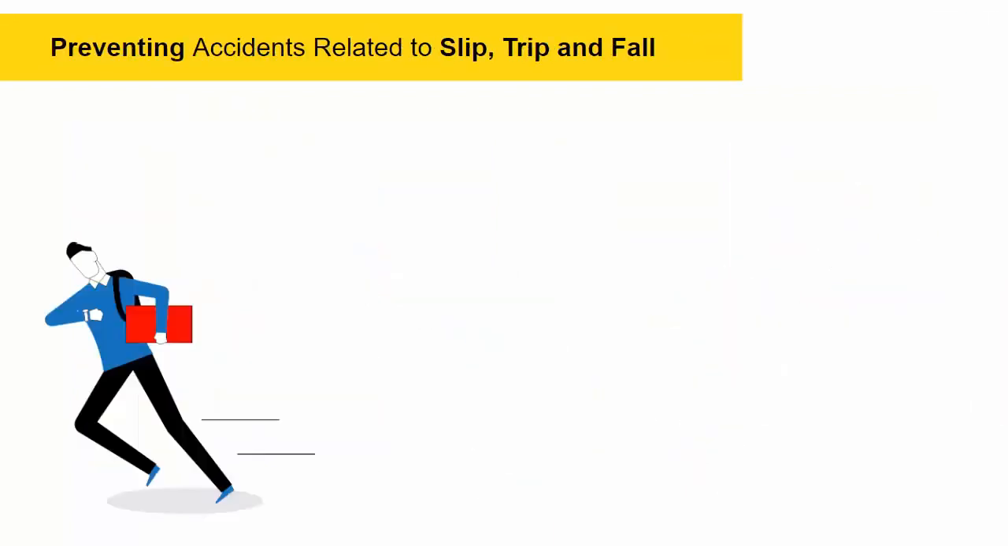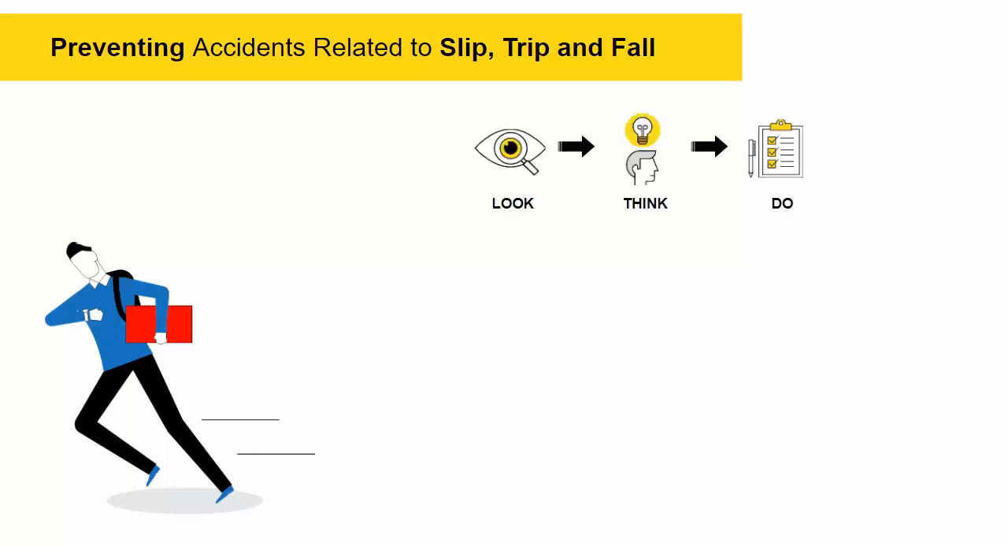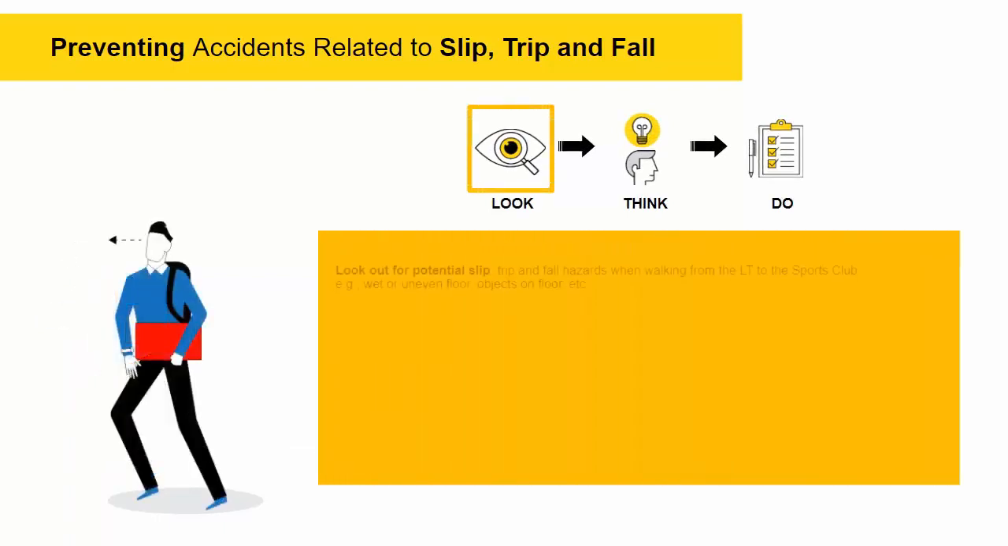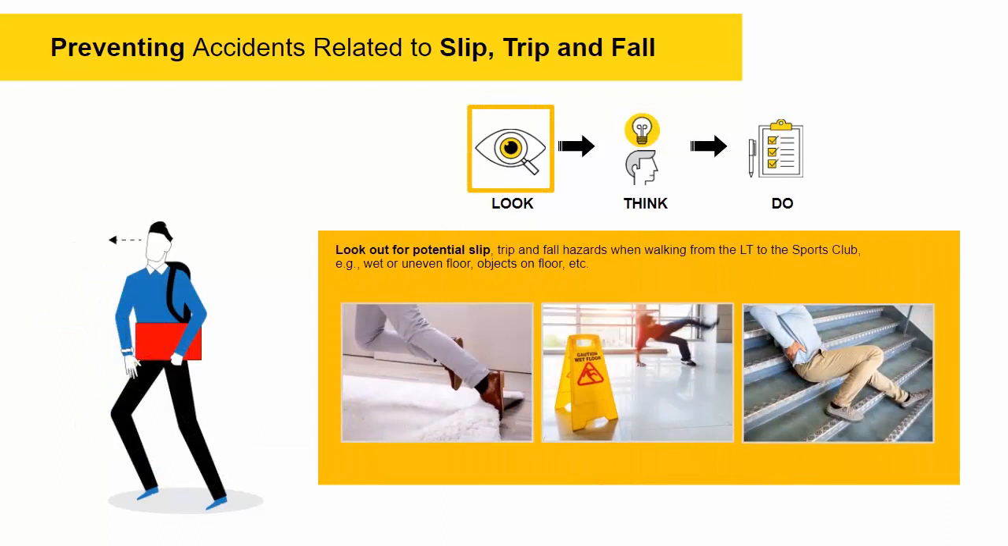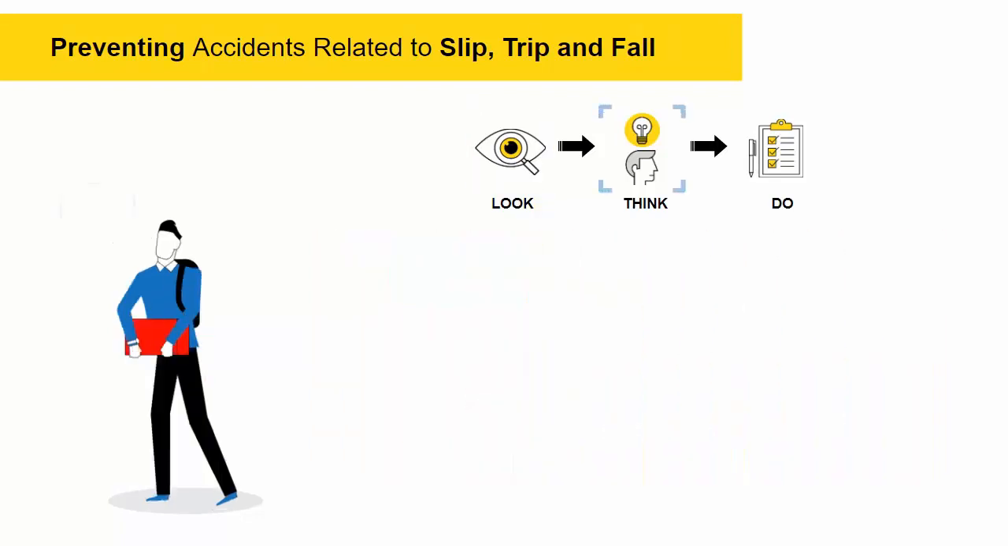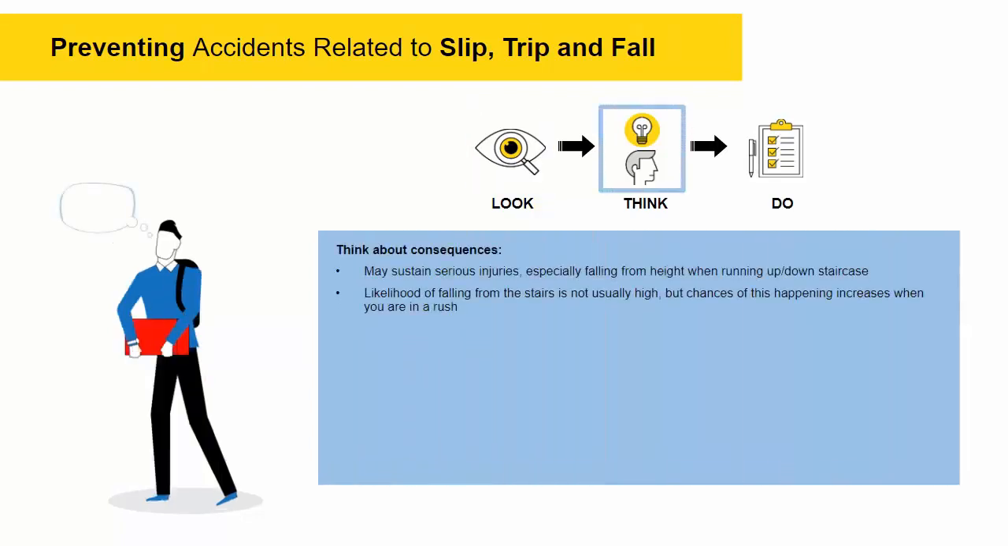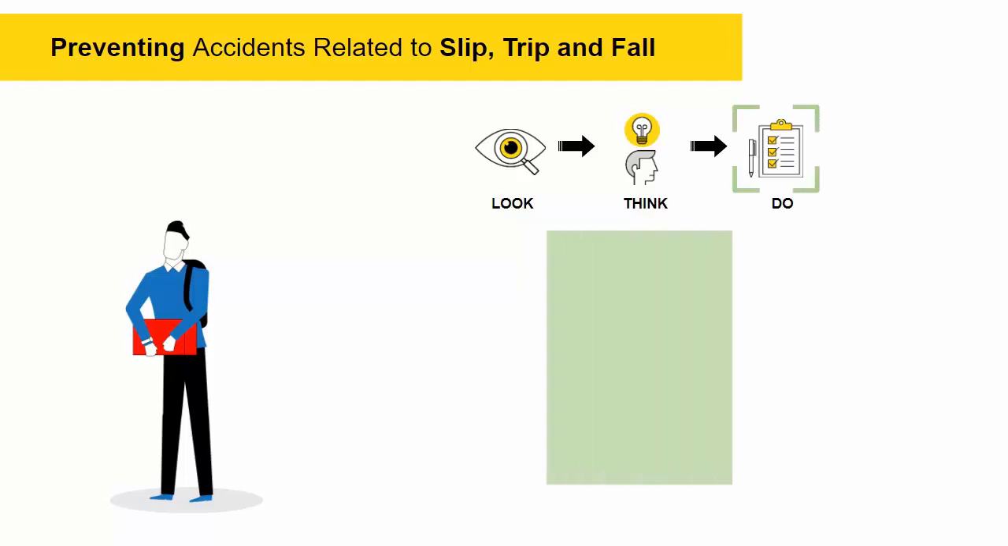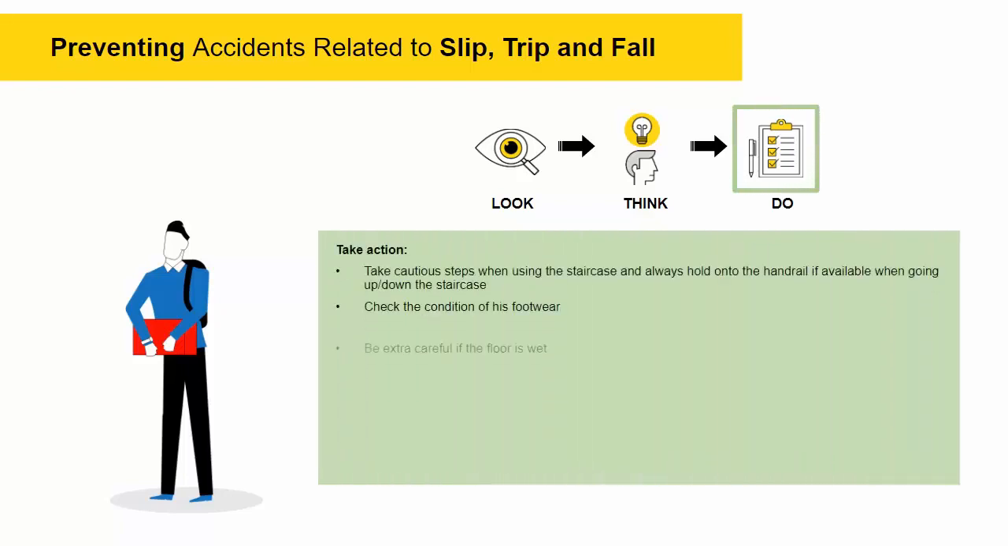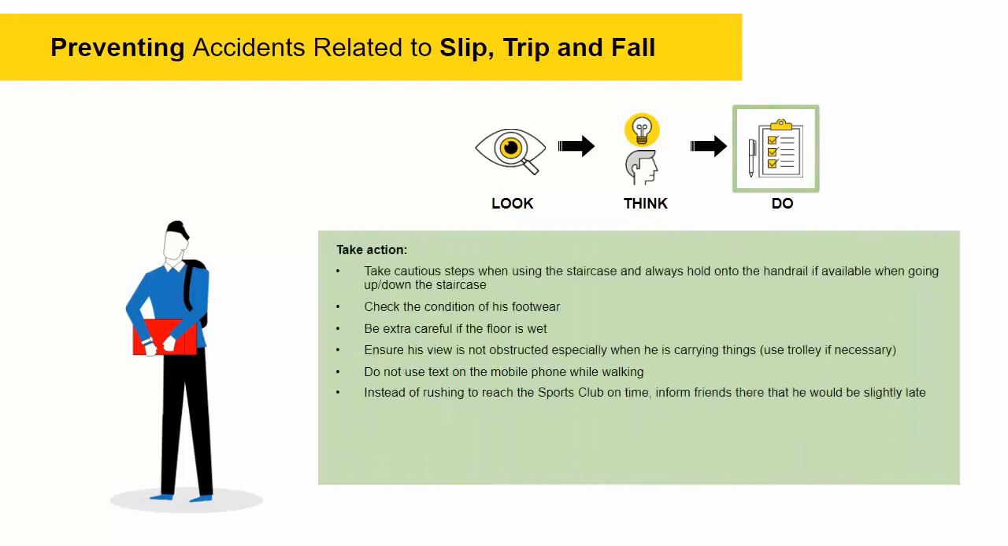Steve has to rush from the LT to the sports club for his CCA, which starts in 15 minutes. Let's apply the look, think, do approach in this situation to help Steve complete his task safely. First, Steve should look out carefully for potential hazards along his route from the LT to the sports club that may cause him to slip, trip or fall. He should think about the consequences of rushing and the severity. Then he can decide on the actions he can take to ensure he arrives at the sports club safely.